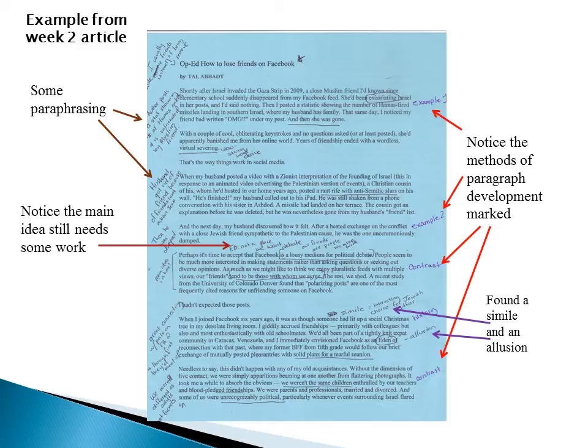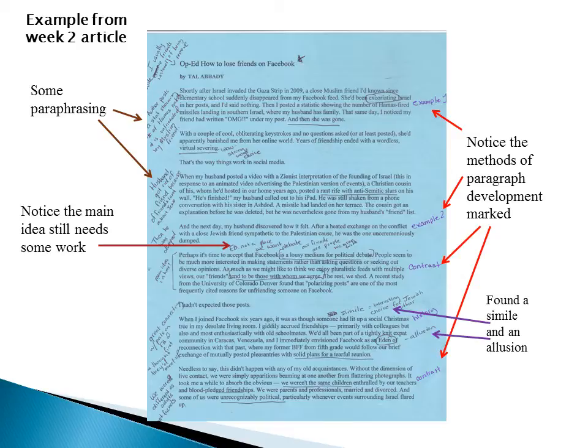So you can see some of my paraphrasing on the side. The main idea is marked. Notice I think it still needs a little work, and you'll see kind of how I go through that. Then I went back and I marked the methods of paragraph development, and you can see that there's some examples, there's some contrast. I actually put history as a method of paragraph development just because she gives some of her background history with the friend she was talking about.